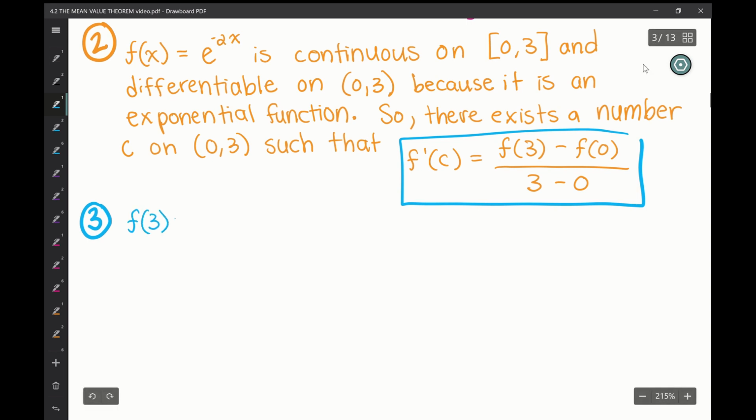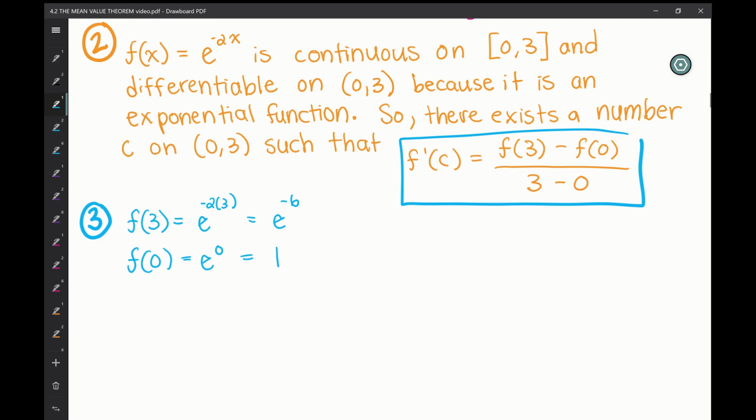f of 3 is equal to e to the negative 2 times 3, so that's equal to e to the negative 6. f of 0 is equal to e to the 0, which is equal to 1. So that means that f prime of c is equal to e to the negative 6 minus 1 over 3 minus 0, which is 3. I can write the 3 minus 0.